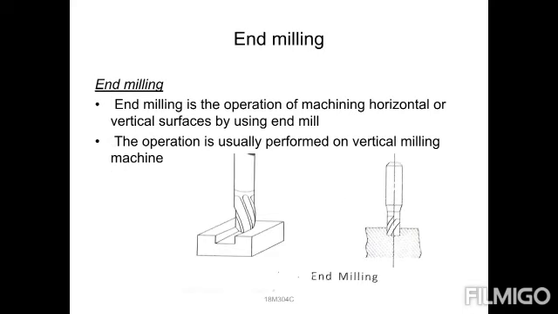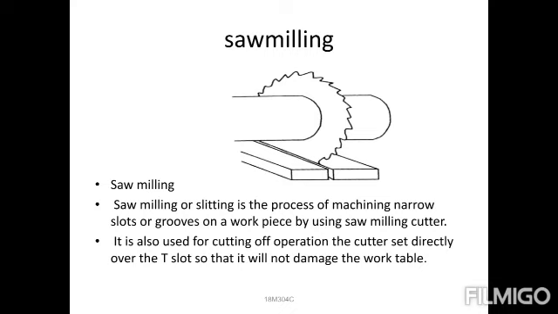Next one is the end mill cutter. End milling is the milling operation of machining horizontal and vertical surfaces by using an end mill, right? The operation is used to perform on vertical milling machines. So end milling is also used for the vertical type of milling machine. You can use it for producing horizontal and vertical shapes, and vertical type of workpieces also we can produce, right?